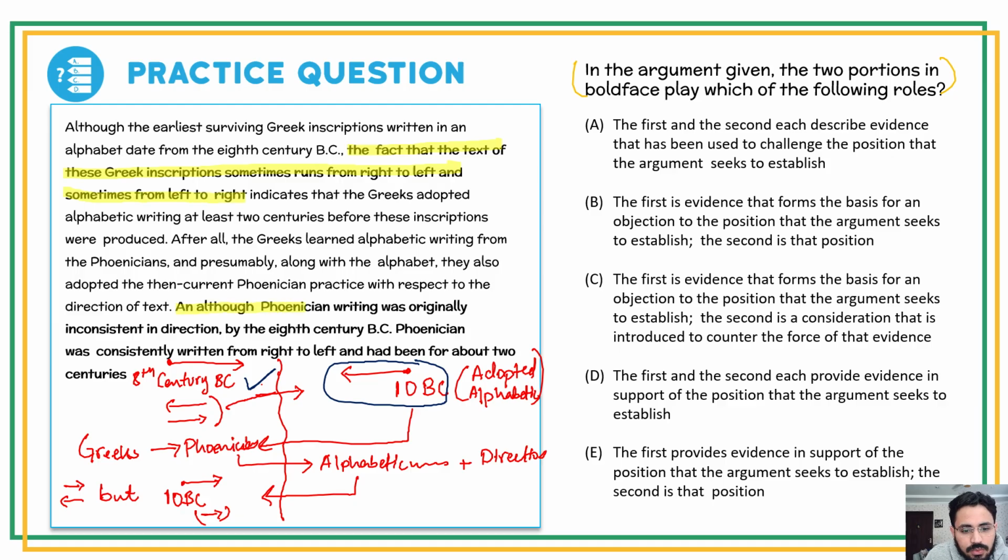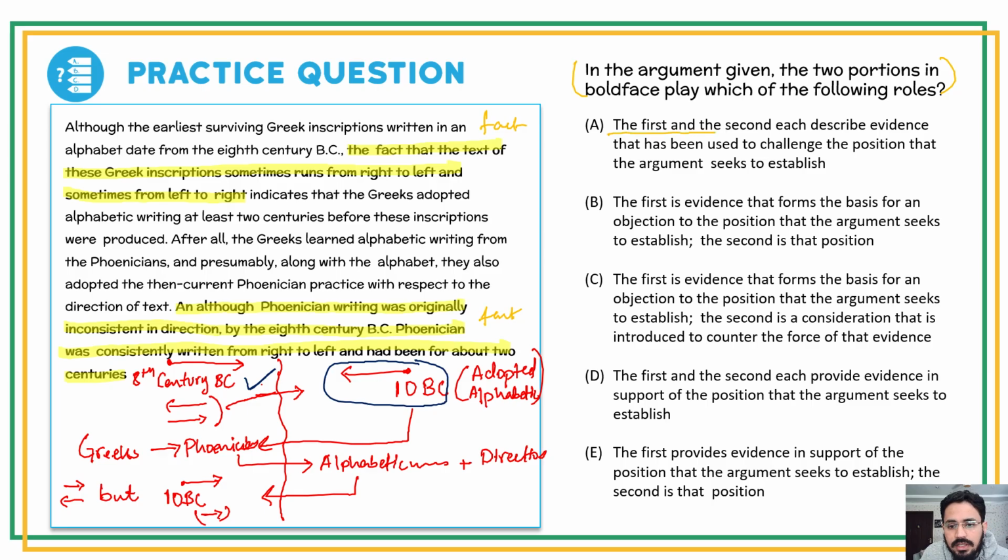And the second one is also telling you that Phoenicians were originally inconsistent in direction, and by the 8th century BC, Phoenician was consistently written from right to left and had been for about 2 centuries. So basically, these two are not positions, not arguments. Both of these are facts. This is a fact, that's a fact. Just a cursory look, and you would understand that while you're solving these questions on your own. So I would then just skim through the options a little.